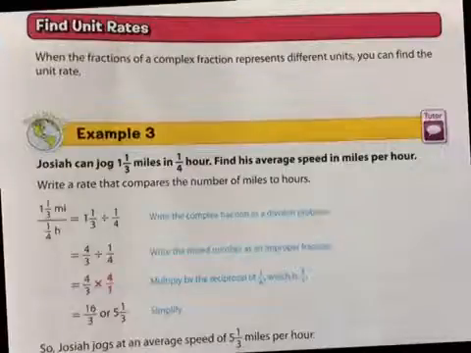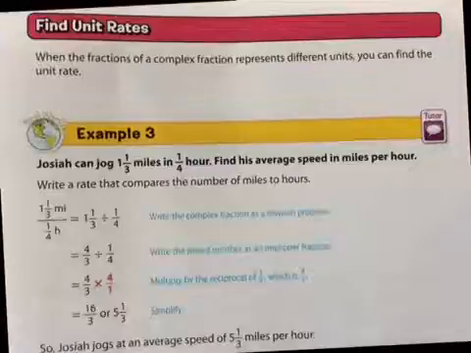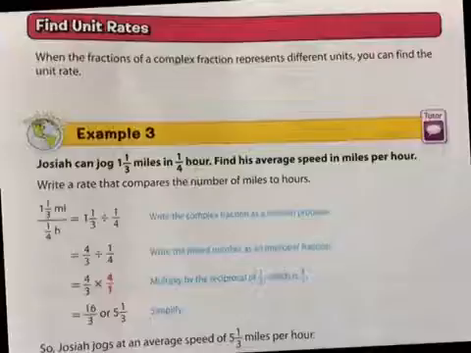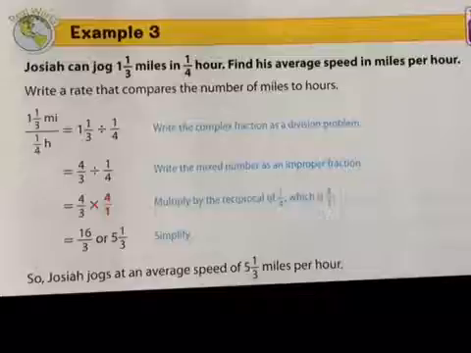Okay, another key concept for today is when the fractions of a complex fraction represent different units, you can find the unit rate. When they're saying, for example, 60 kilometers for every 2 hours, that means you can drive 30 kilometers in 1 hour. Okay, and so on. Those are different units. You can find the unit rate. Let's look at example 3.